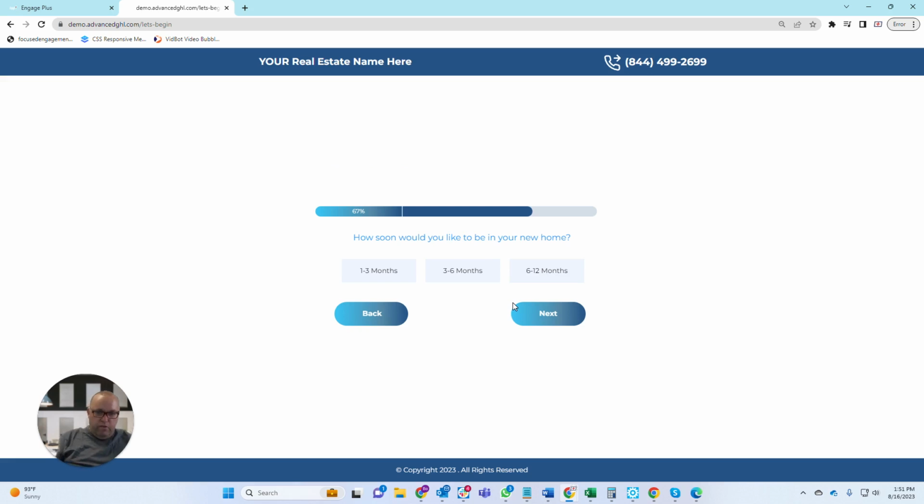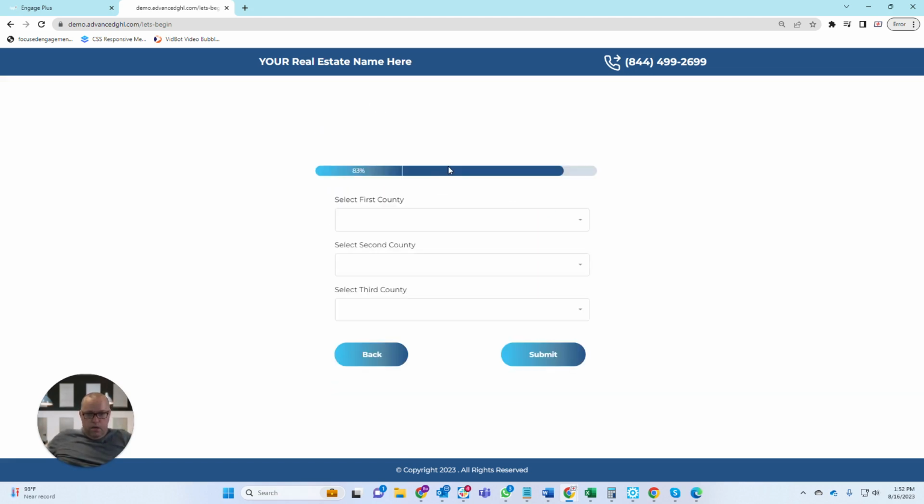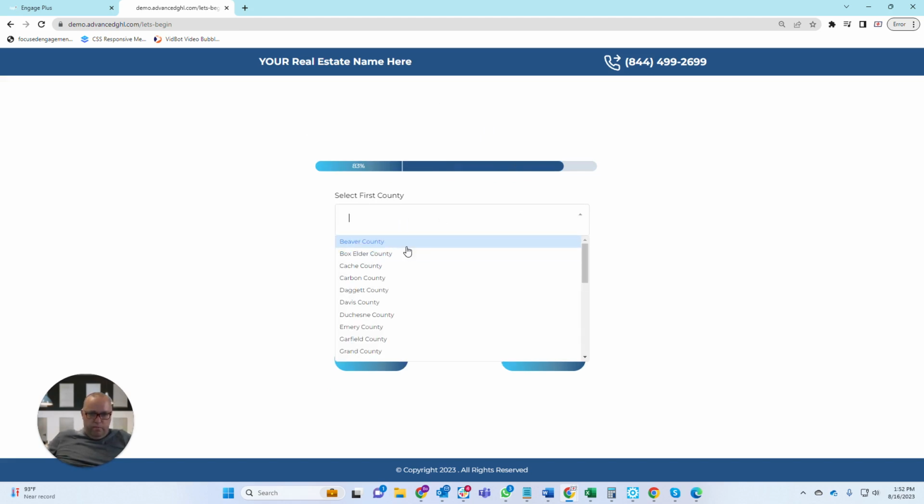What we're doing is gathering information about when they are going to move so that you know how much time you have to work with them. If they have to move within 1 to 3 months, or they want to buy a new home within 1 to 3 months, you know that we've got to jump on this. Most of them are probably going to be closer to 3 to 6 or 6 to 12 months, and that's no problem. So we're going to gather some counties that will work for them.